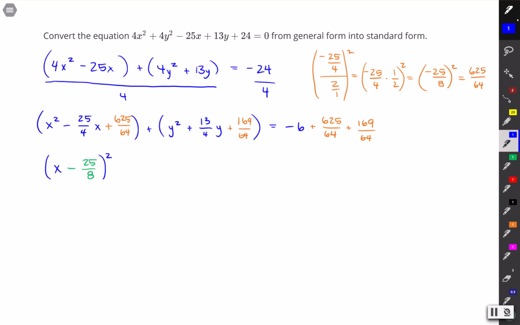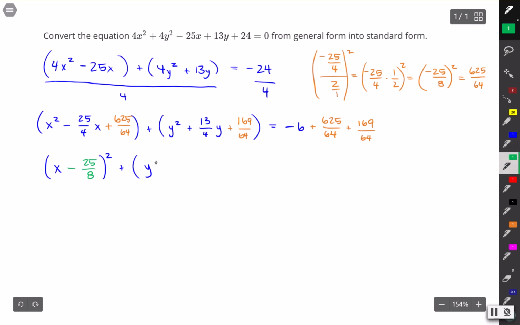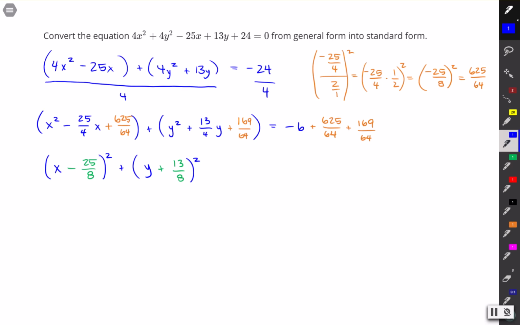So when you're doing completing the square, no matter how bad with fractions or anything this looks, this factoring is actually pretty straightforward. So let's try it again with the y's. If I take the y's and factor it, it should become y plus 13 eighths, quantity squared. Okay, now the only thing left to handle here is this fraction over here.